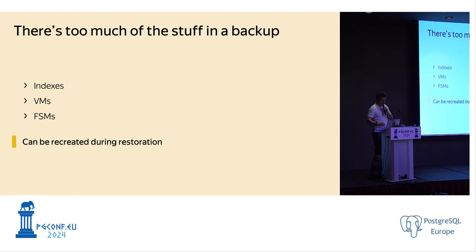Features that we would like to have. Well, there is no reason to have indexes, visibility maps, and free space maps in the backup. They should be rebuilt upon restore. But we don't have this ability because we are a Go tool. We cannot link with Postgres to rebuild these indexes and visibility maps. If we could link with Postgres binaries, we would call their routines to restore.